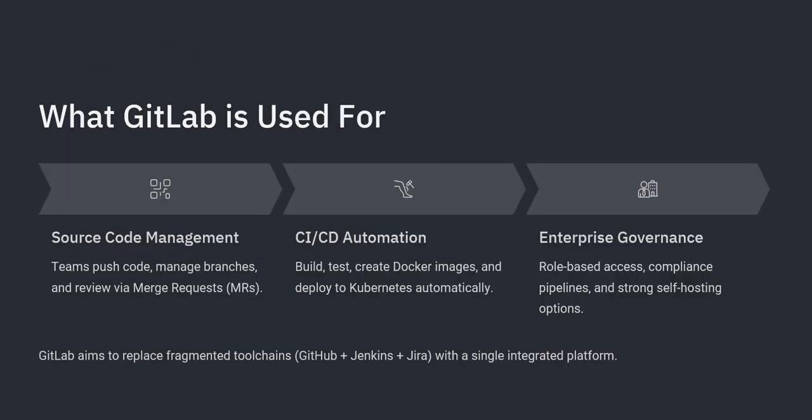Now, what is GitLab used for? As I said, source code management and CI/CD automation. It is an enterprise governance model with role-based access. So here we can give role-based access and compliance pipelines, strong self-hosting with cloud-native software, where you can use it on-premises also.